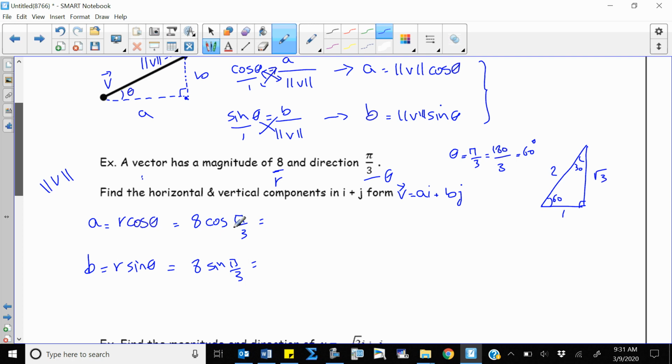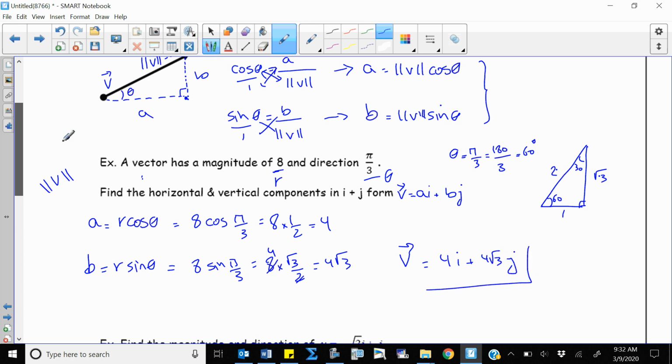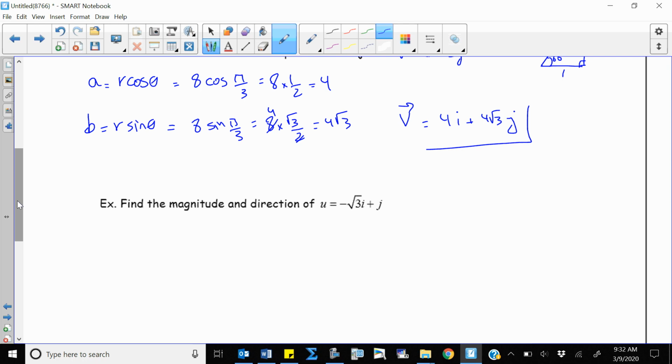Now, to find cosine of pi over 3 means cosine of 60. That's adjacent over hypotenuse, so it's 1 over 2. So this is 8 times 1 over 2, which is 4. Sine of pi over 3: sine is opposite over hypotenuse, so it's radical 3 over 2. 8 times radical 3 over 2, you can simplify this. It will be 4 radical 3. So vector v is 4i, because that was the x component, plus 4 radical 3 j. That's the answer. Let's do another example here.